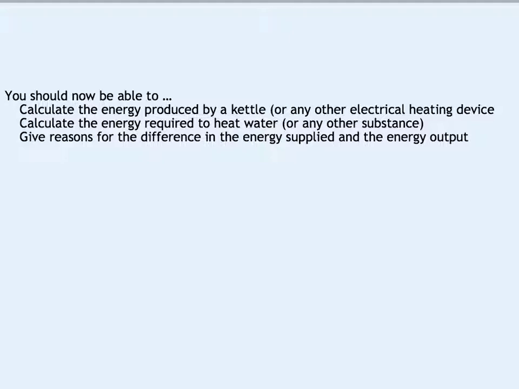The other thing to be wary of, if it is a question about water, is you use the value that they provide, and it may be 4,200 rather than 4,181 that we've used in this. And finally, you should be able to give reasons for the difference in the energy supplied and the energy output. So where did that extra energy go?